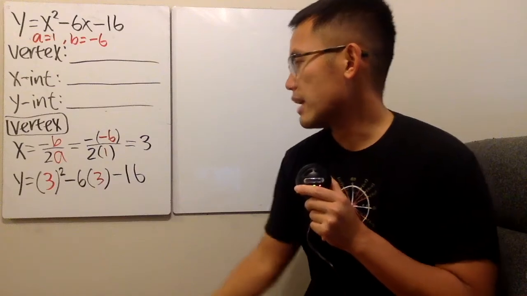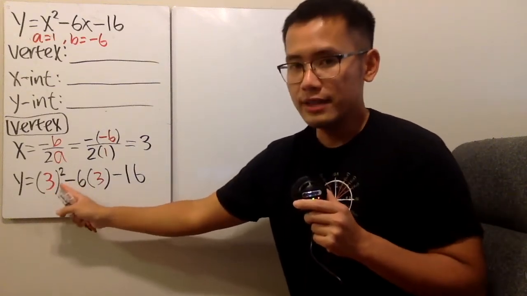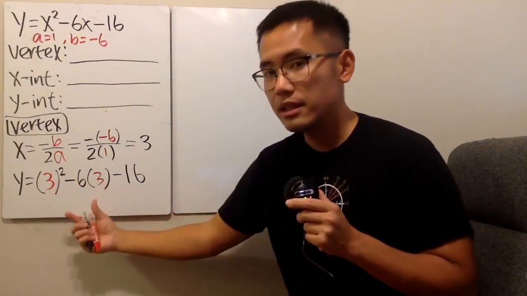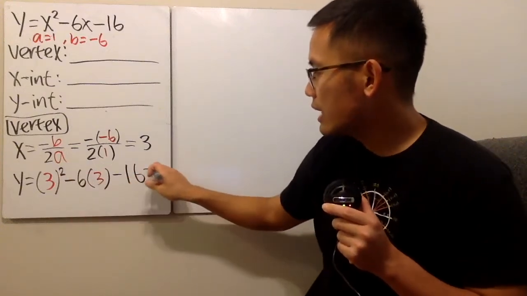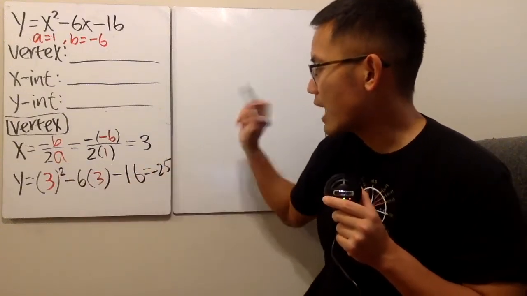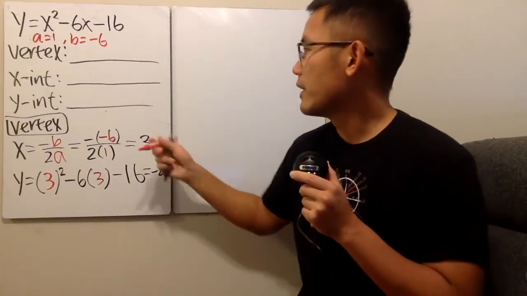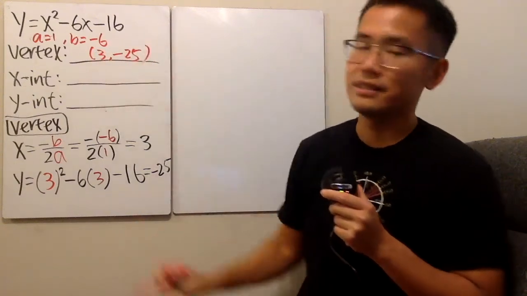Then let's go ahead and work this out. You can use a calculator if you would like as well. But anyway, 3 squared is 9. 6 times 3 is 18. 9 minus 18 is negative 9. Negative 9 minus 16, we end up with negative 25. So our vertex is at 3, negative 25. And let me put this down here. 3, negative 25, like this.